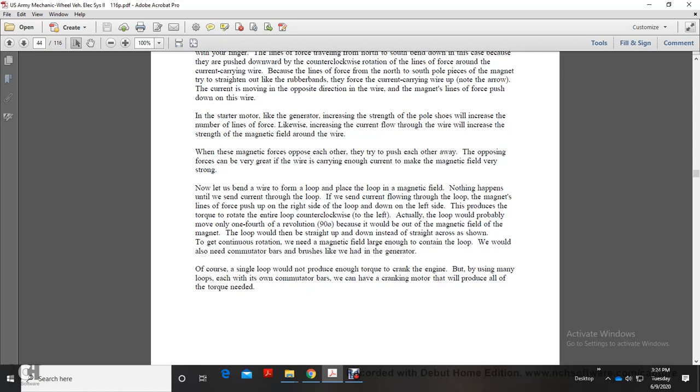That actual loop would probably move only 1/4 of a revolution, 90 degrees, because it would only turn out of the magnetic field of the magnet. The loop would then be straight up and down instead of crosswise as shown. To get continuous rotation, we need a magnetic field large enough to contain the loop. We would also need commutator bars and brushes, like we had in a generator.